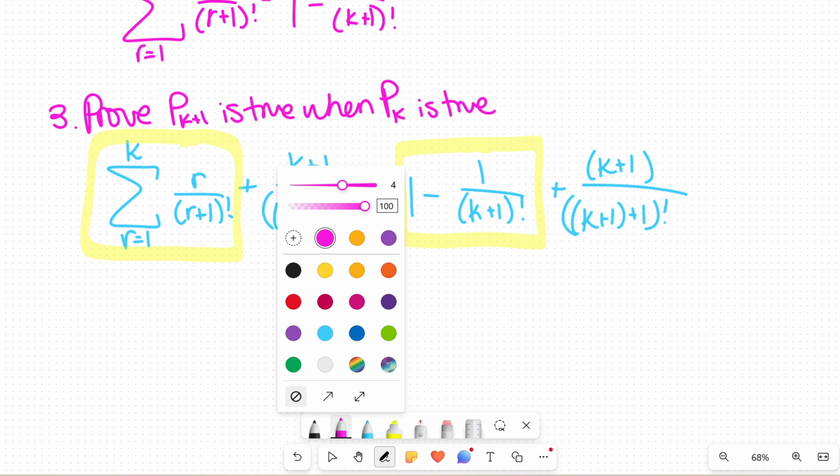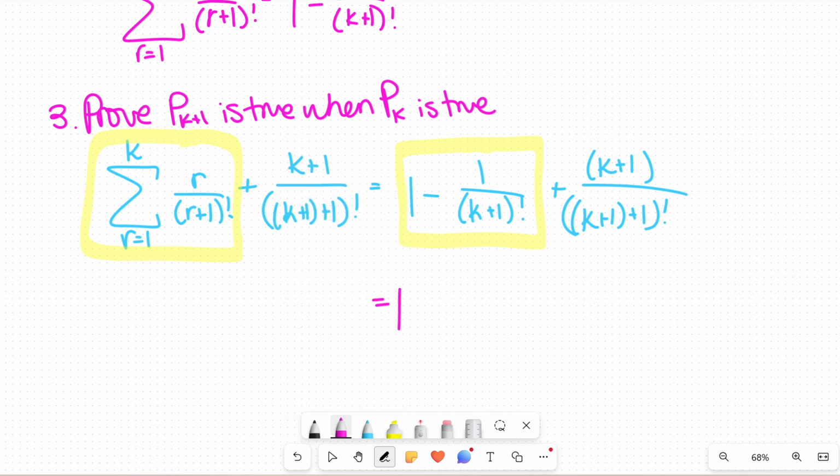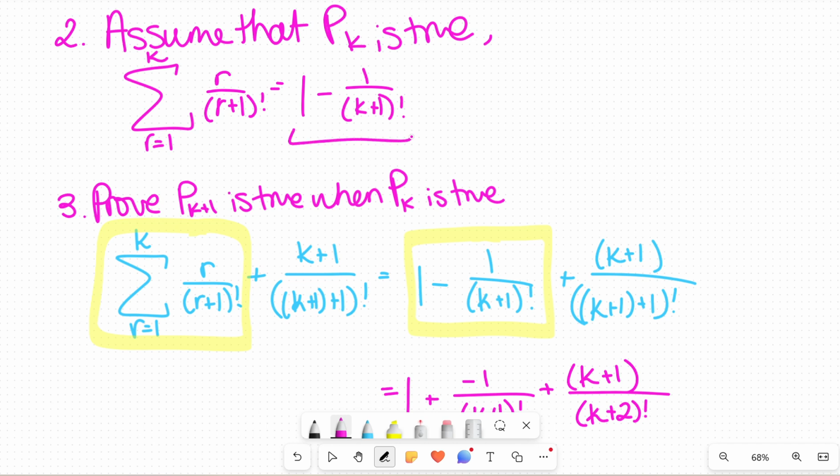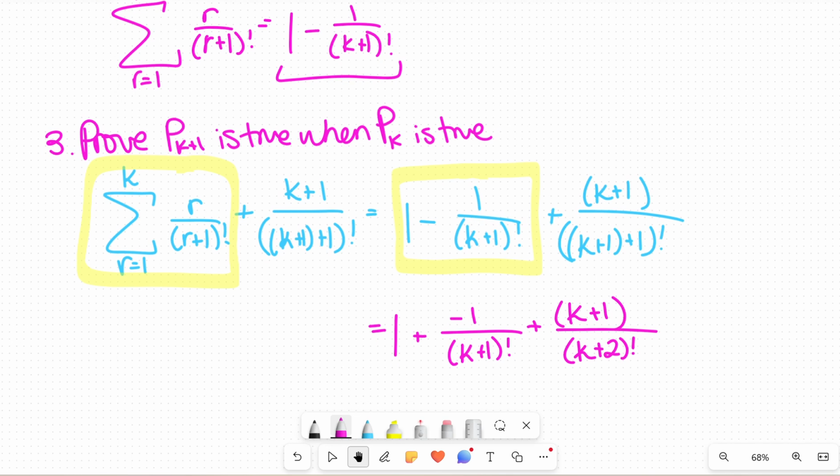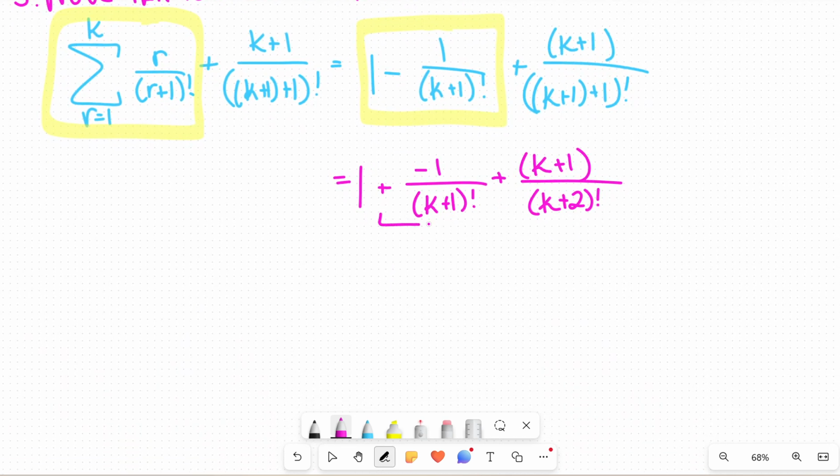Now, the first thing that I'm going to do is distribute my -1 into the first term. So I'm going to rewrite this as plus 1 over K plus 1 factorial. And you'll see where I'm going with this, so just bear with me right now. And I'm going to change my denominator to K plus 2 factorial. All right, now I'm trying to prove that K plus 1 is true with the summation and with the right-hand side of the equation. And I know that in P of K, I have 1 minus something. So I'm going to try and get my right-hand side of the equation to look like that. So 1 minus something. I'm going to try and rework this side of the equation.